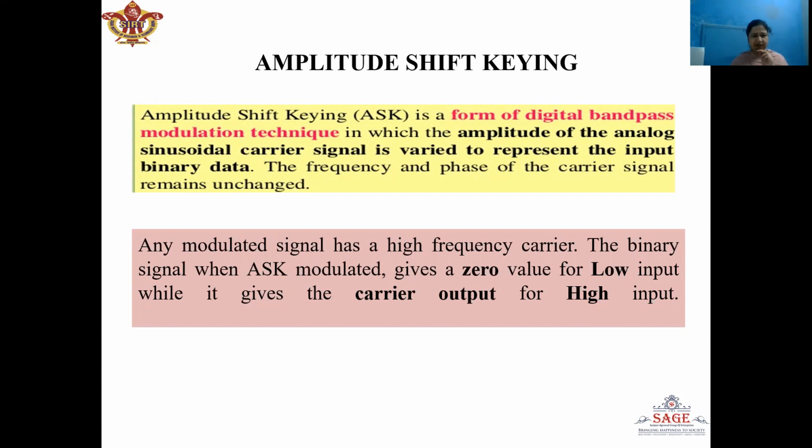Amplitude shift keying (ASK) is a form of digital bandpass modulation technique in which the amplitude of the analog sinusoidal carrier signal is varied to represent the input binary data. The frequency and phase of the carrier signal remain unchanged. The binary signal, when ASK modulated, gives zero value for low input, while it gives the carrier output for high input.